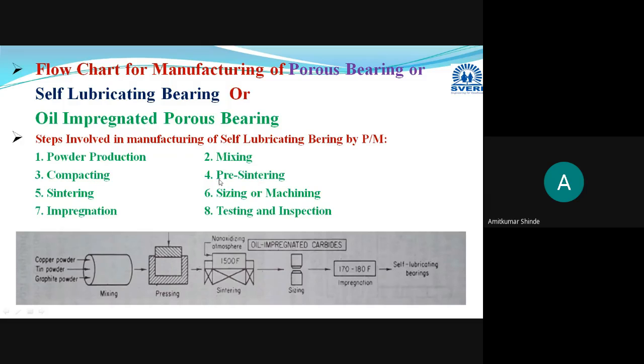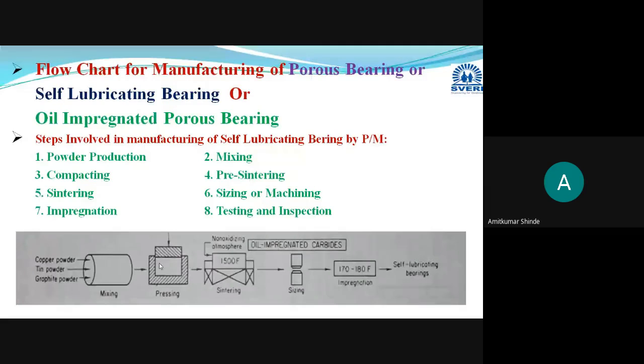Now this pre-sintering operation is performed at 400 to 450 degrees Celsius, and its time will depend on the shape and size of that component. It may vary from some 30 minutes to 2 hours. Pre-sintering is done at 400 to 450 degrees Celsius to eliminate that graphite powder for approximately 30 minutes to 2 hours, depending on the shape and size of that component. During this pre-sintering, that graphite powder will get eliminated.